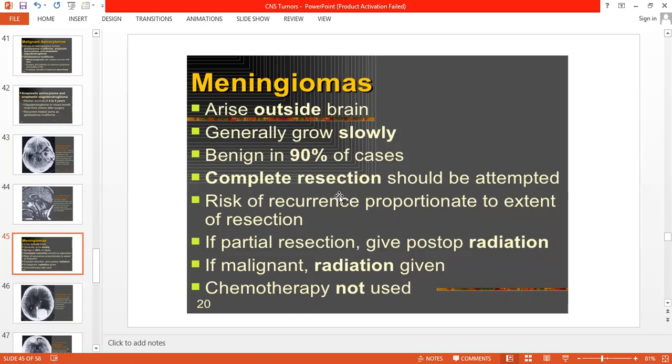There the radiation is more effective. In meningioma, this is not the case. The growth rate is very slow, so radiotherapy is not effective. Chemotherapy is not effective. And thirdly, it is a benign tumor, very slowly growing. You have to remove it totally.